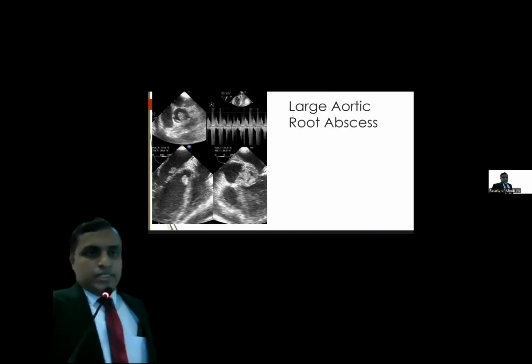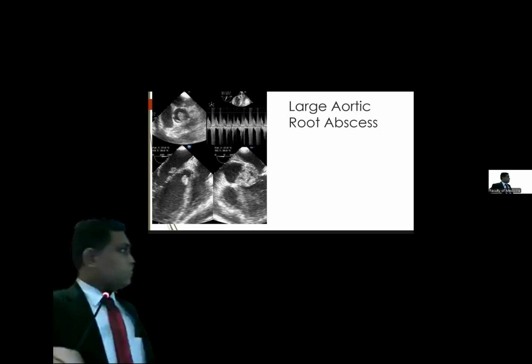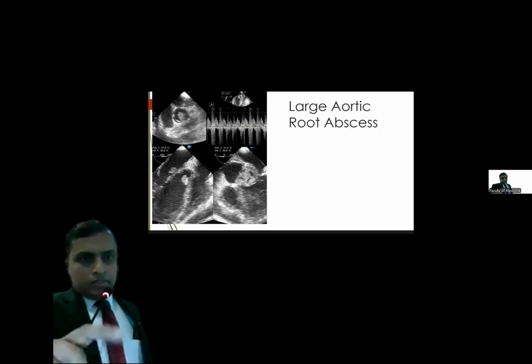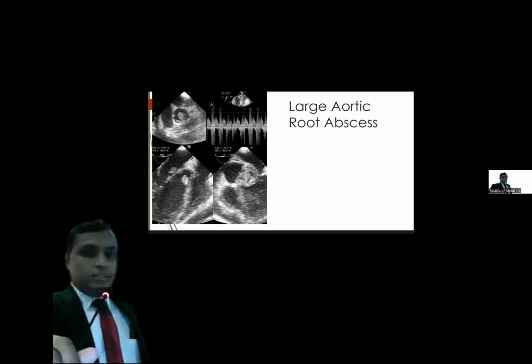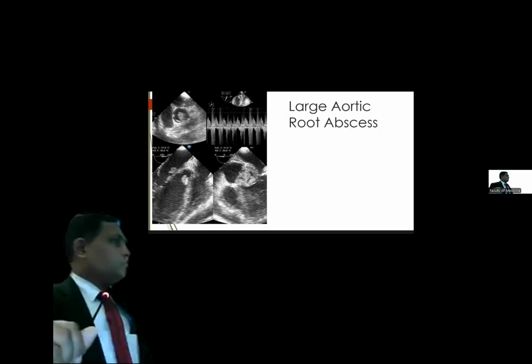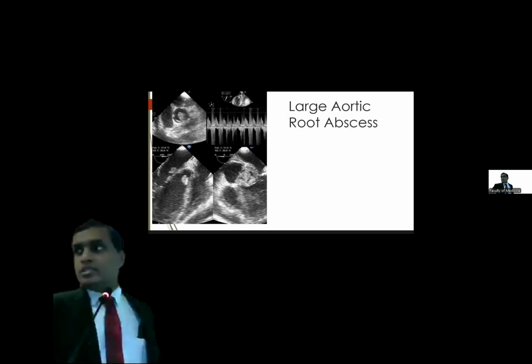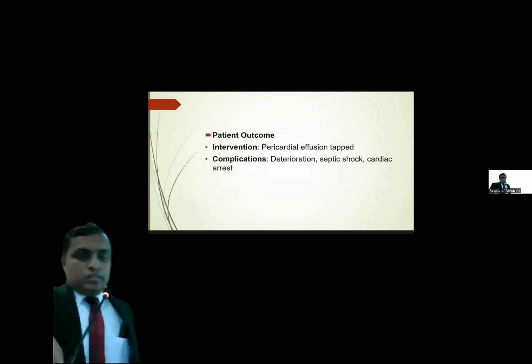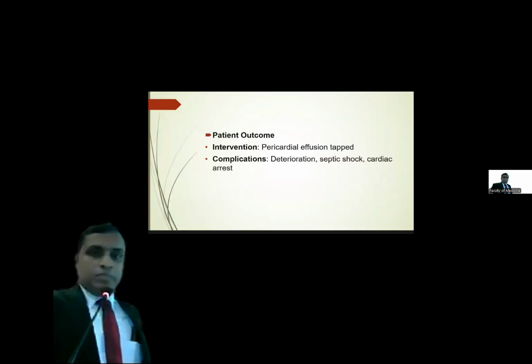You can see the aortic root abscess in the first picture, then the mitral valve as well. I don't have a pointer. The pericardial effusion was aspirated, but the patient deteriorated and finally passed away.